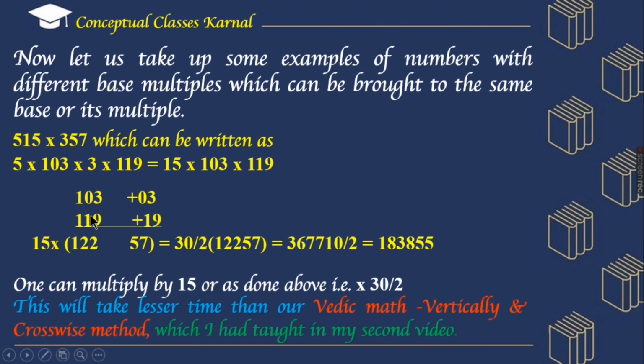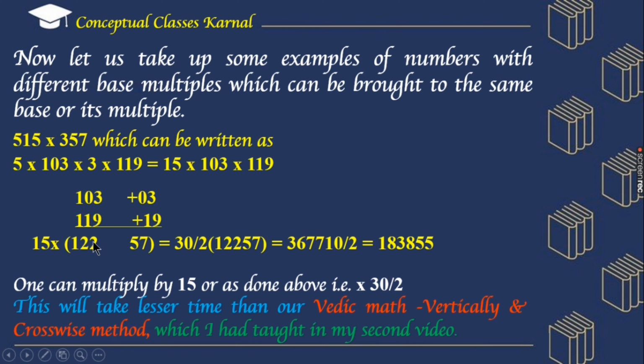So we have plus 03 here and plus 19, multiplying the two, we get 57, and 119 plus 3 is 122. But we have another two factors which are to be multiplied with the whole number here, because this whole is consisting of 4 factors, 5, 3, 103 and 119. We have multiplied these two, and then we multiply this whole sum, that is 12257, by 15. What I have done here is, instead of multiplying by 15, we multiply it by 2 to get 30, and then we divide the multiplication of these two by 2.